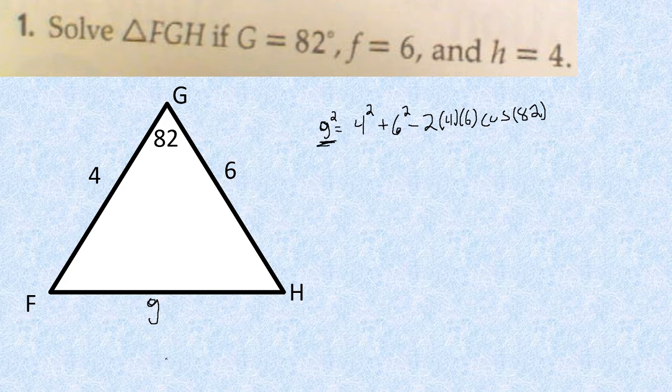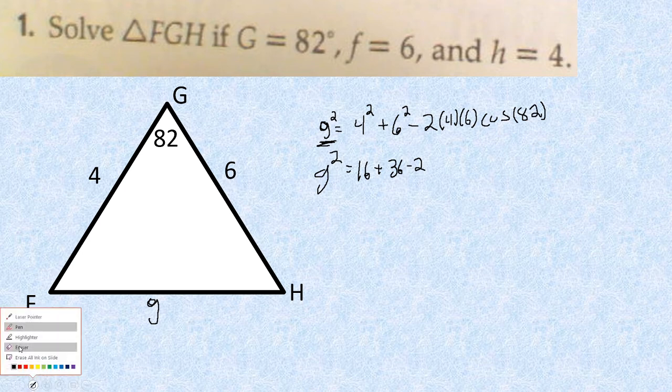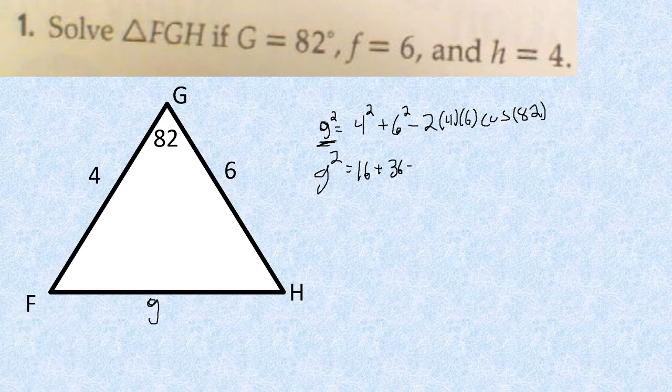So you go through this here. What you would do is you would use your calculator extensively. So g squared is equal to 4 squared, which is 16, plus 6 squared, which is 36, minus twice 4 times 6. Let me do this in my head as much as I can. 4 times 6 is 24, times 2 would be 48. So minus 48 times the cosine of 82.